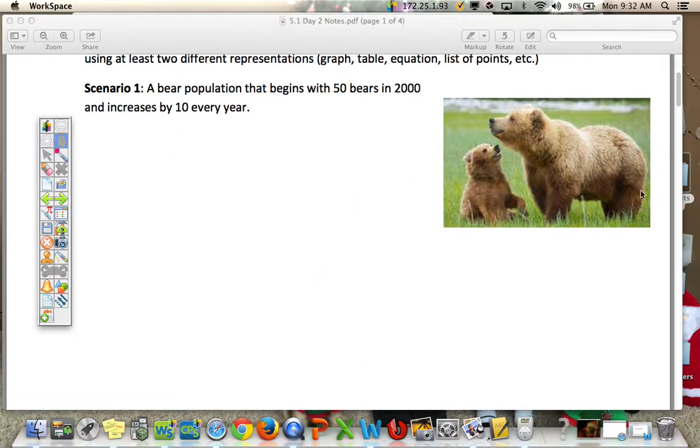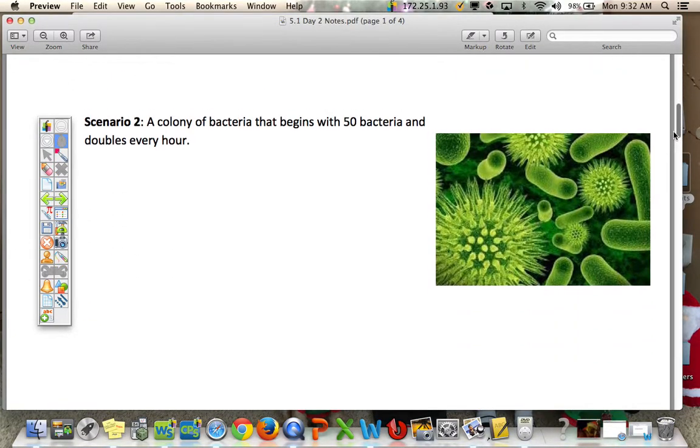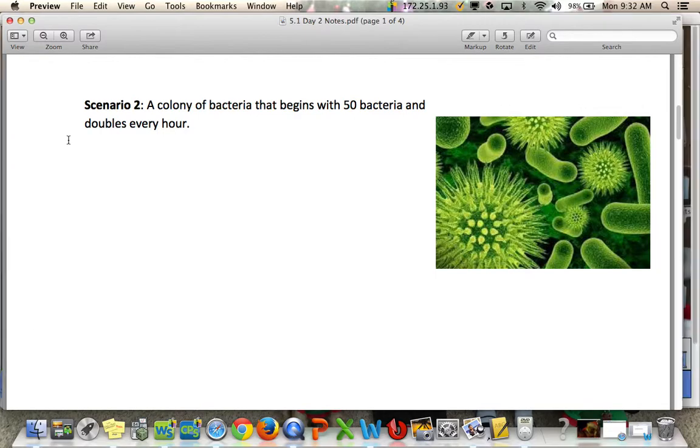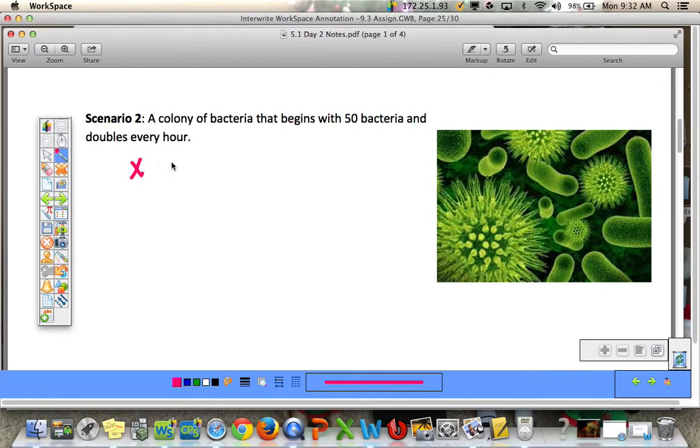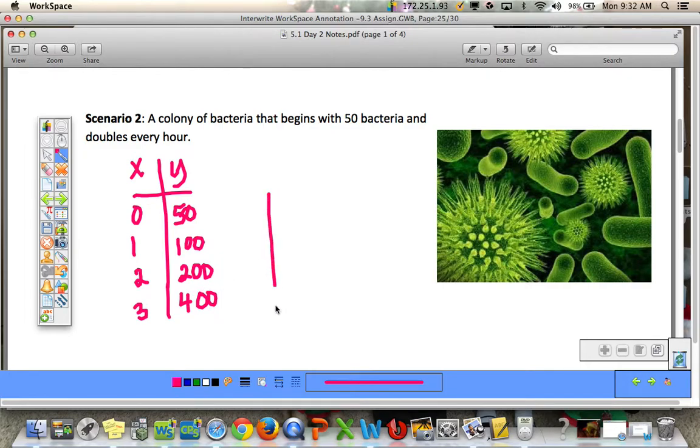For the second scenario, though, again, a table is pretty easy, and a graph is not so bad either, but coming up with the equation is the problem. So here we have X, we have Y. At time 0, we have 50 bacteria. At time 1, we have 100. Time 2, we have 200. Time 3, we have 400. And so if you graph it, it looks something like this. Question is, how do you write the equation for something that's not linear?